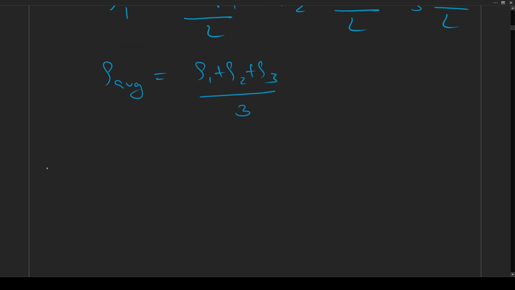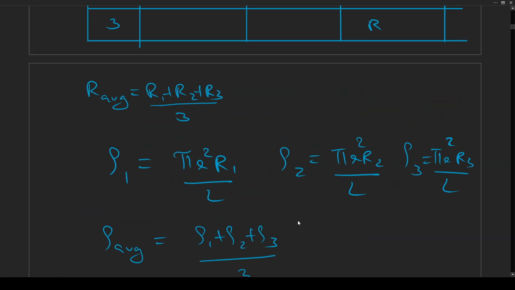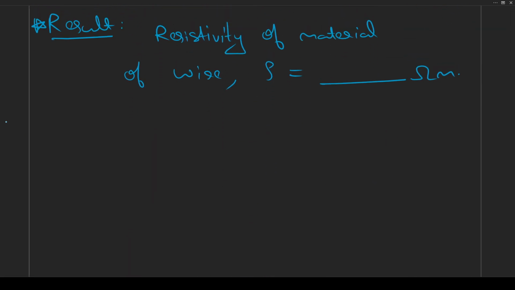Now result, we write resistivity of material of wire rho, which is equals to some value ohm meter. Ohm meter is the unit of resistivity. That's about the first experiment.